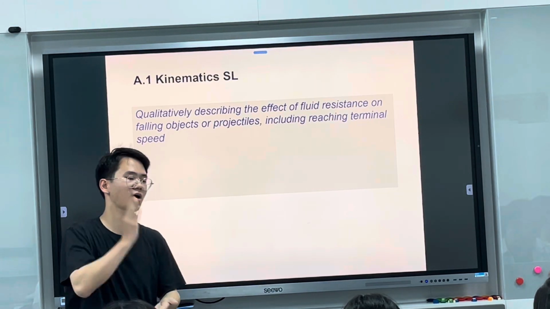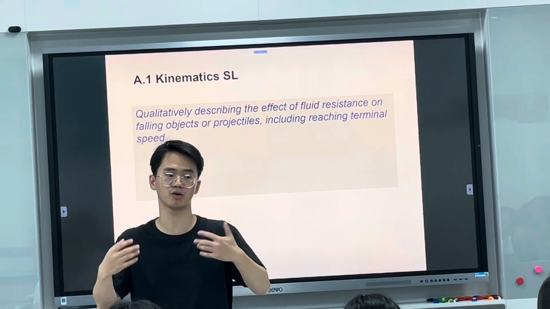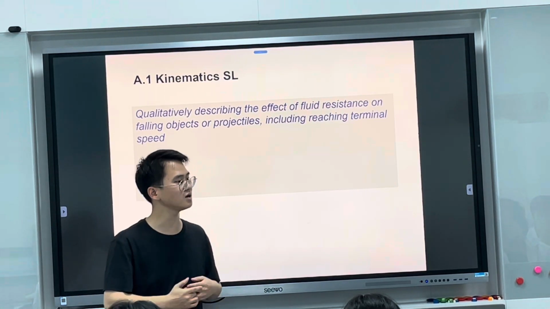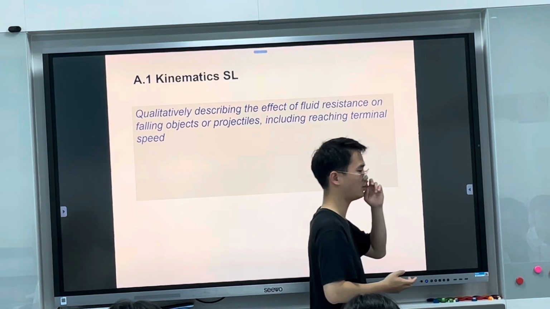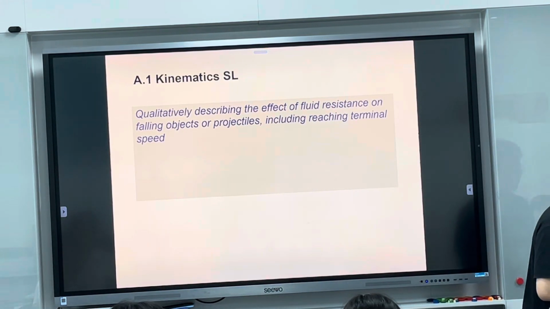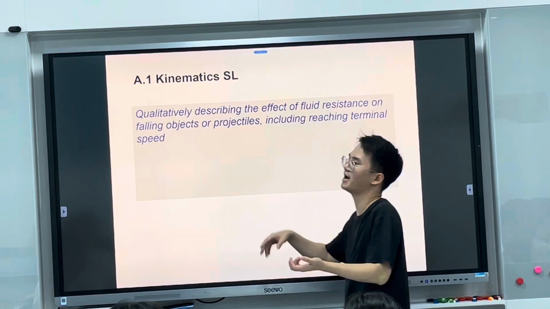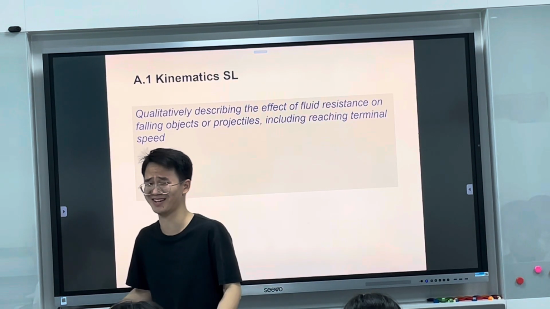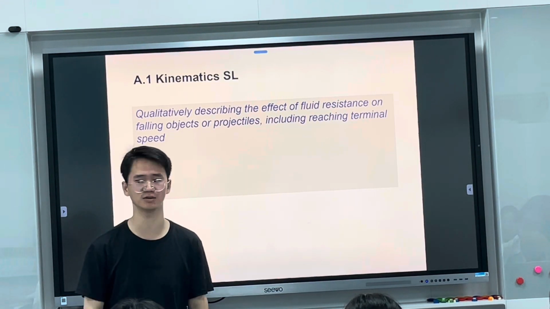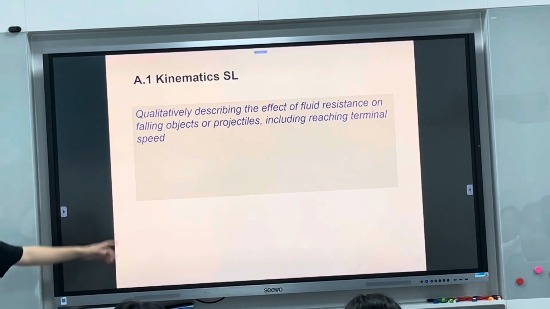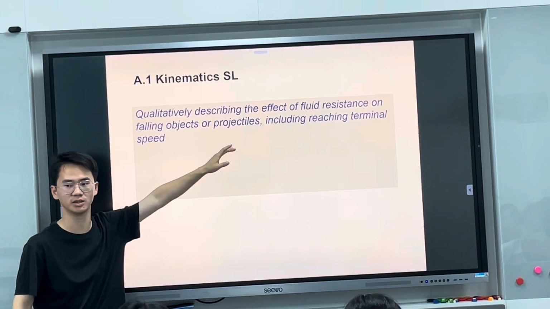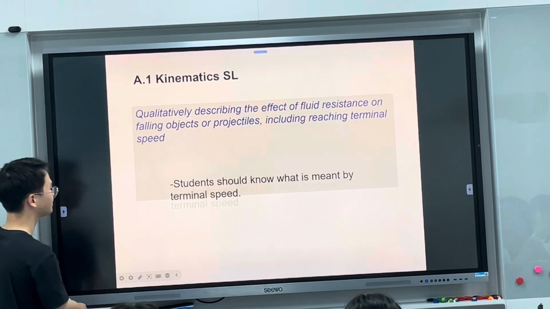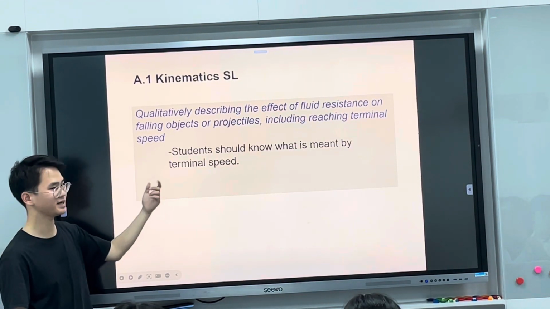Remember, in NYP, we always talk about free fall, which means we're going to ignore air resistance. But in DP, things could be a little bit more challenging. We need to discuss what if we cannot ignore air resistance. What if the thing that we're throwing is a ping pong ball, not a metal ball? Then in this case, there's no way that you can ignore air resistance. So at least we need to be able to qualitatively describe the motion with the presence of fluid resistance. So, what do we expect you to know?